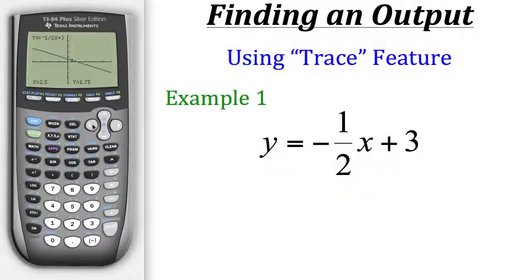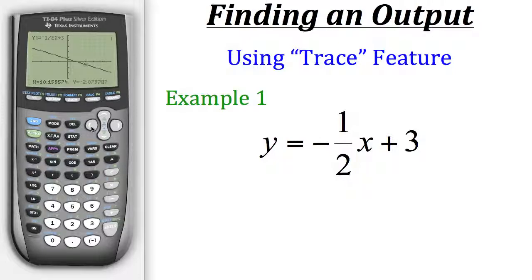While we're using trace, we can move along this line by using the left and right arrows on the calculator. Pushing left takes us in the negative x direction, and pushing right takes us in the positive x direction. With this we could move along the line to see our various input and output values.